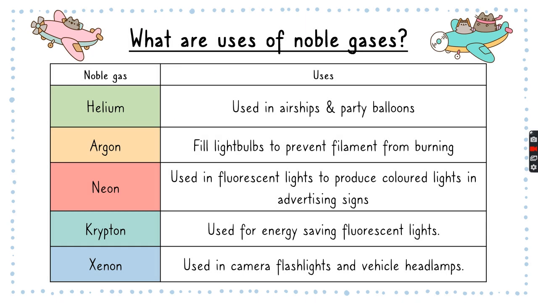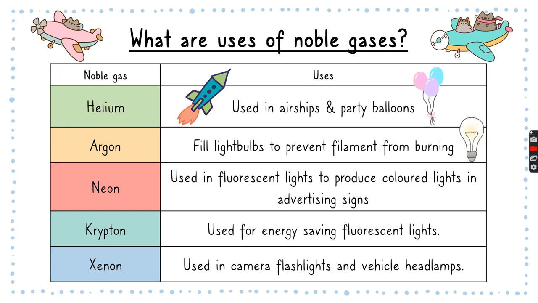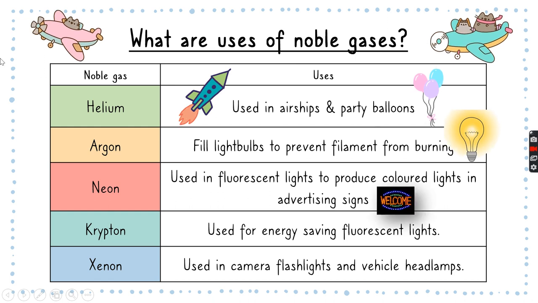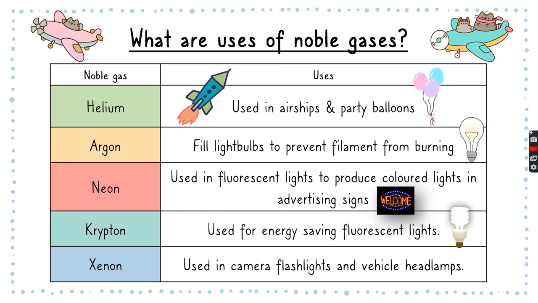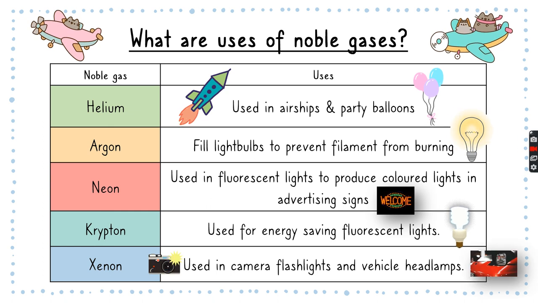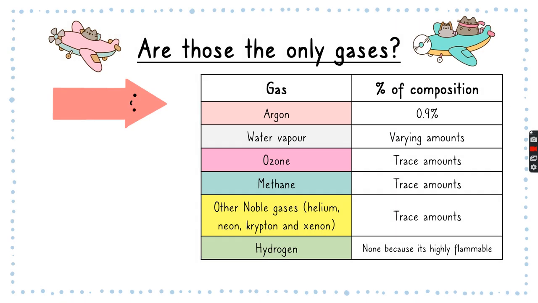So what are the main uses of noble gases? Helium is used in airships and party balloons. Argon is found in light bulbs to prevent the filament from burning. The filament is actually that little wire right in the middle of the light bulb. Neon is used in fluorescent lights to produce colored lights in advertising signs, and krypton is used for energy-saving fluorescent lights. Xenon is used in camera flashlights and also vehicle headlamps.